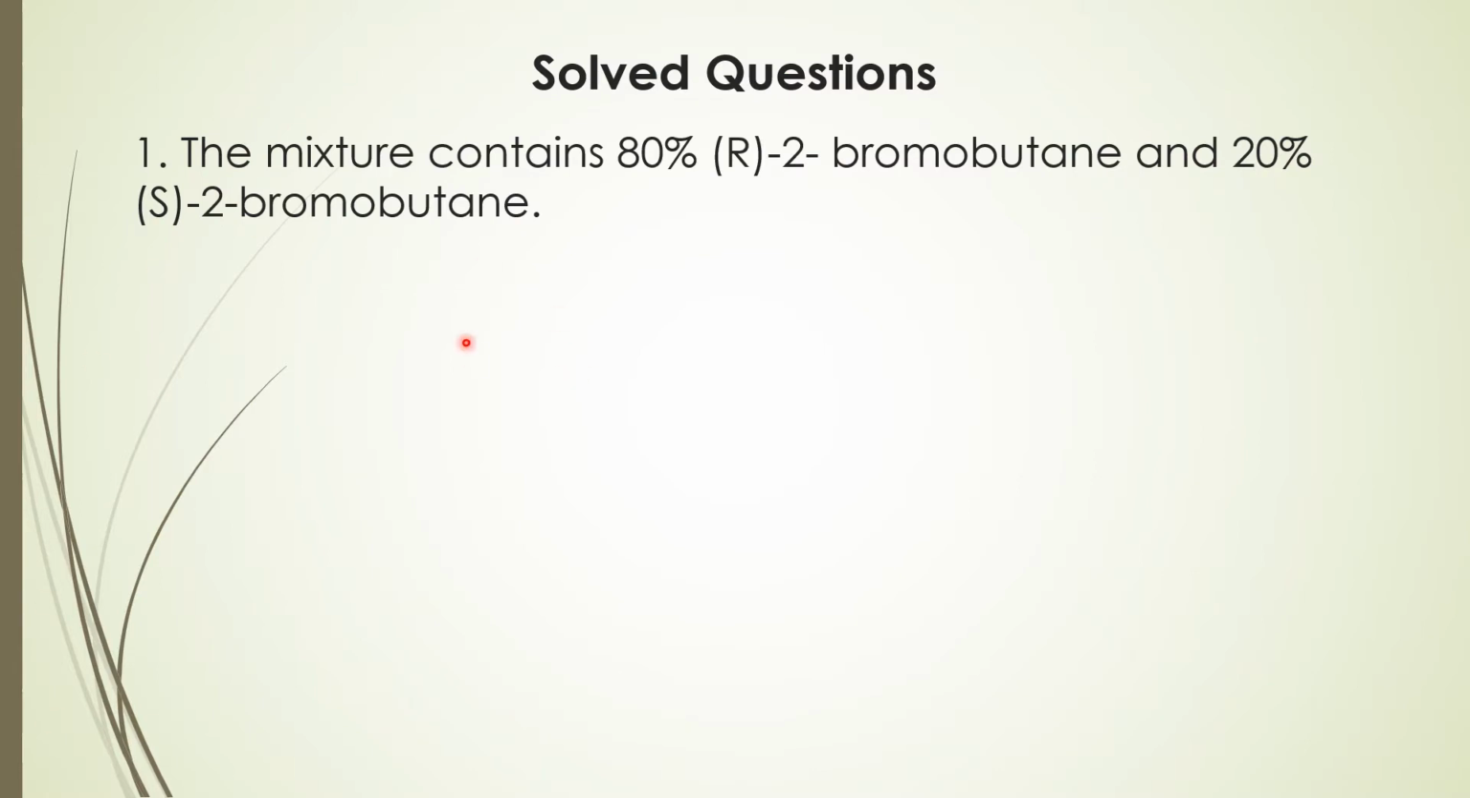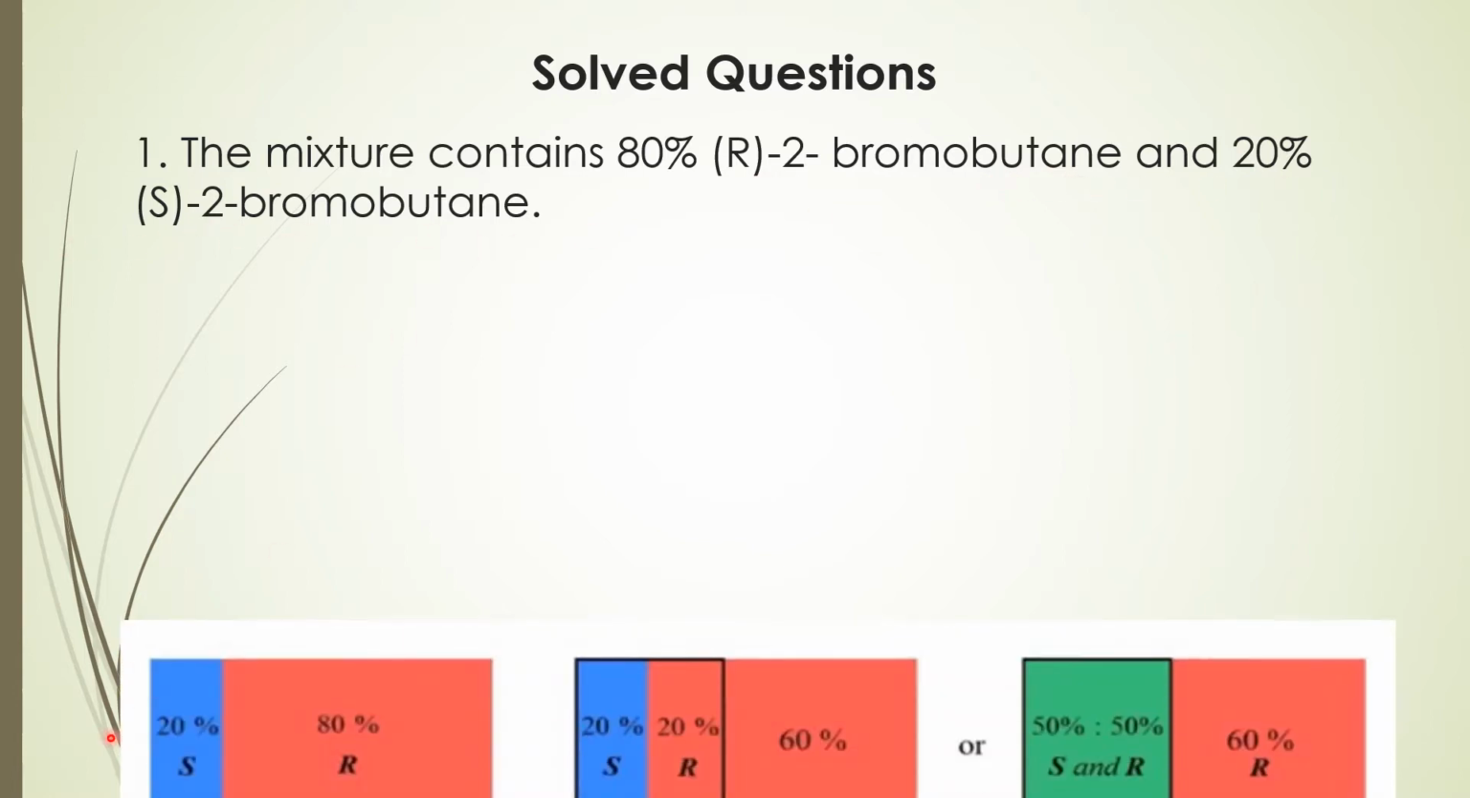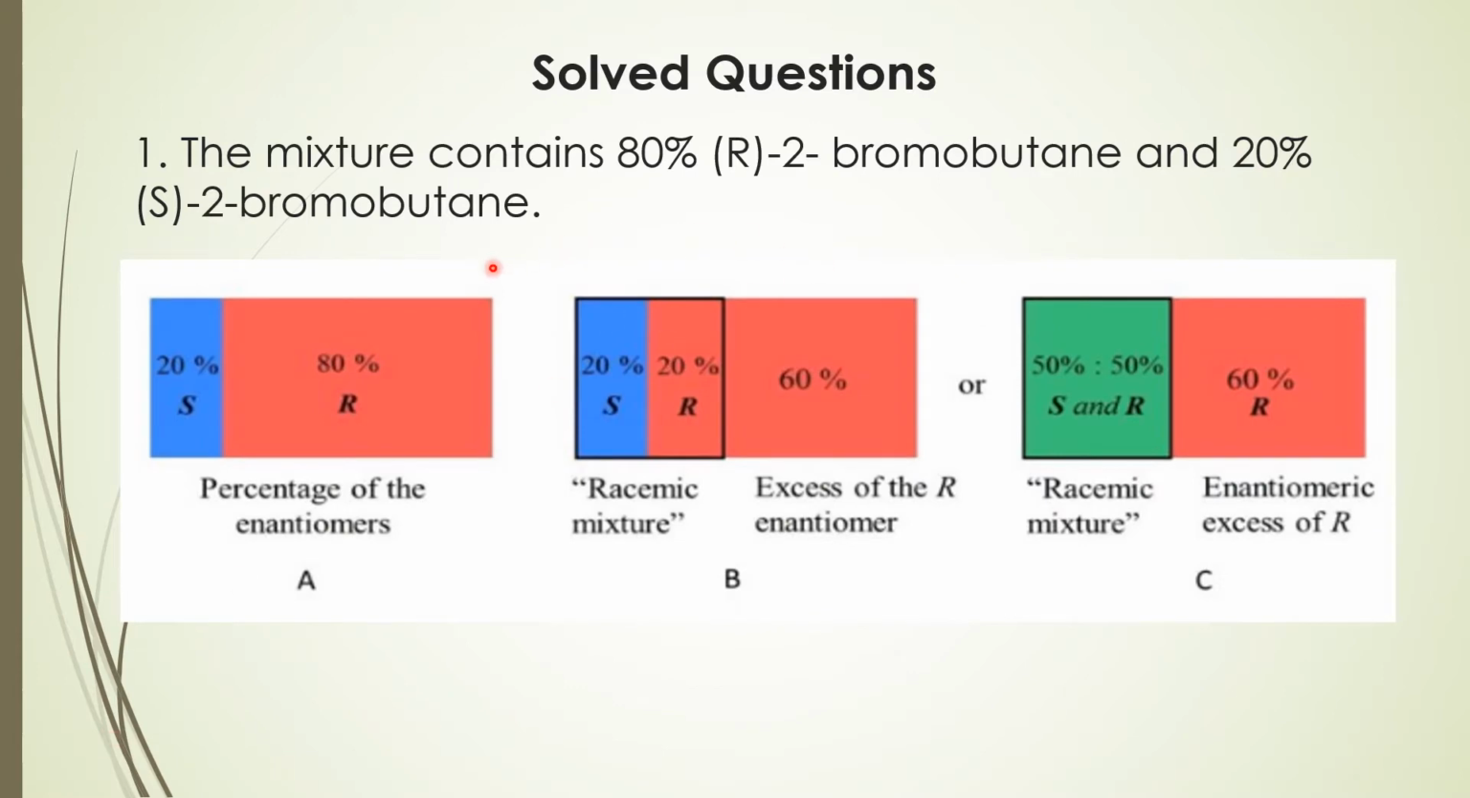The first solved question. In it I am going to give you all the tricks also, so please watch carefully. The mixture contains 80% R-2-bromobutane and 20% S-2-bromobutane. See here, the picture shows very clearly the percentage of enantiomers: S is 20% and R is 80%.